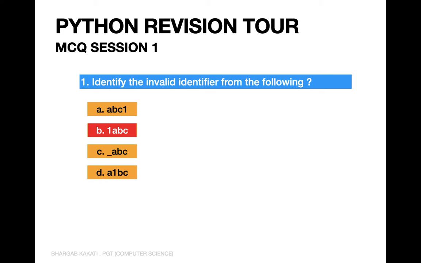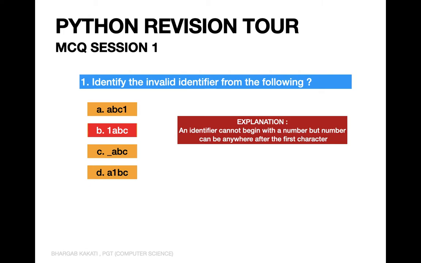Now let us see why 1ABC is an invalid identifier. All of you might have already studied the rules for identifiers. I have also made a video regarding this. If you haven't checked it out already, you can go and check it out. The reason why 1ABC is an invalid identifier is that one of the rules says that an identifier cannot begin with a number, but a number can be anywhere after the first character.